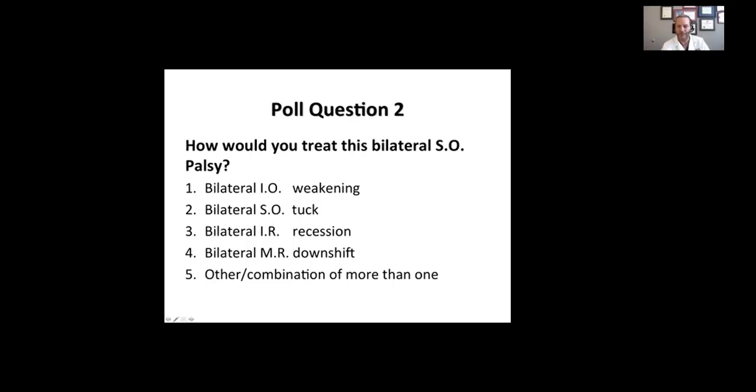MR downshift, no one went for that. And then combinations. Of course, combinations can work. Sometimes you need more than one thing in order to get enough effect. All right, let's continue on with our polls, or with our slides.